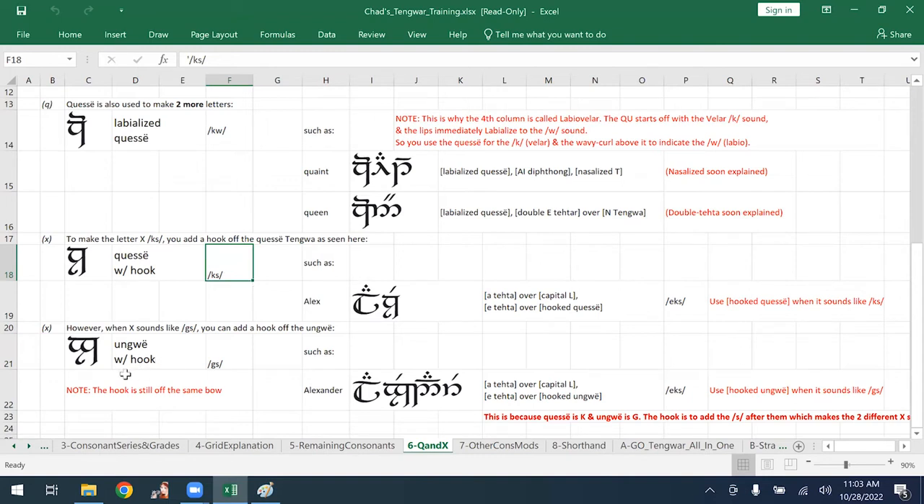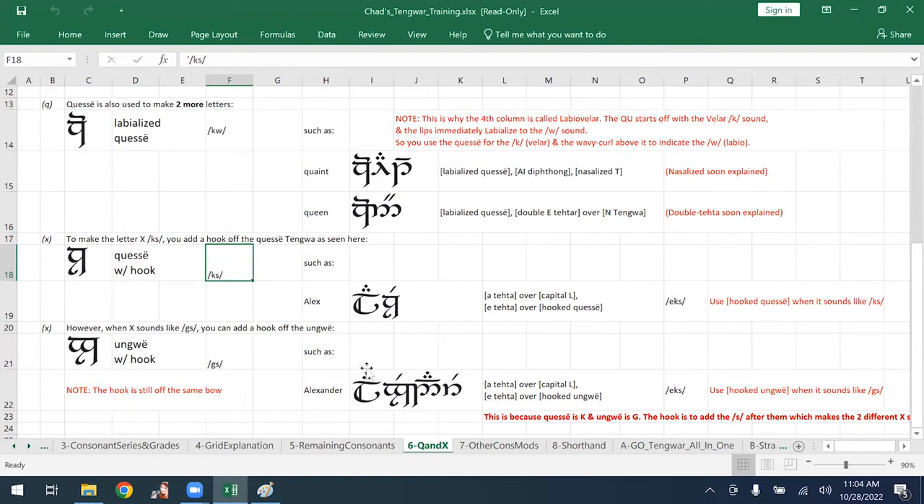Ungue with a hook is a GS. So there's two X's. There's an X that sounds like a KS in our language, and there's an X that sounds like a GS in our language. So Alex sounds like a KS, whereas Alexander sounds like a GS.